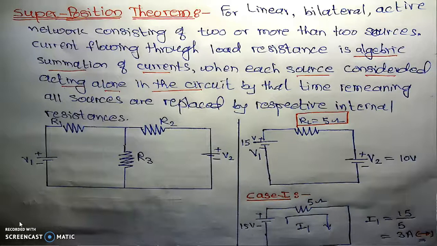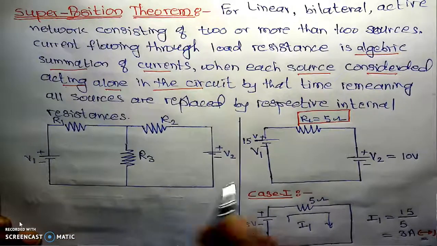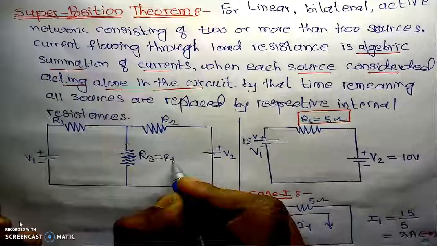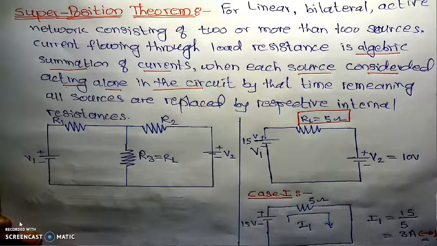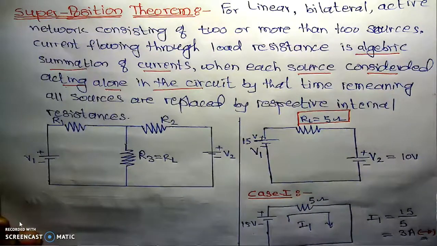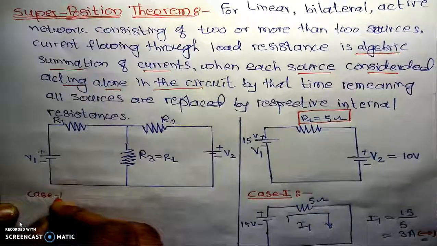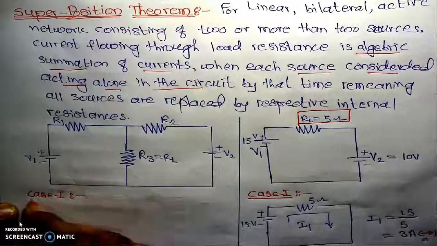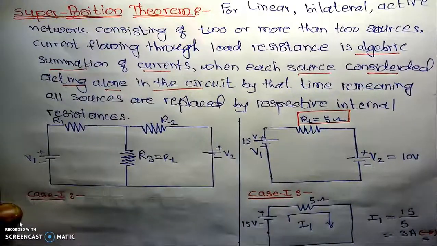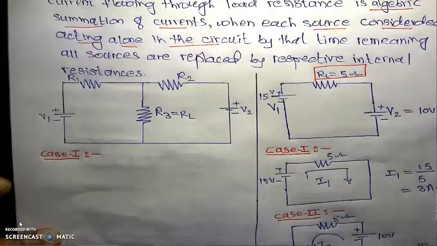Now here in this given figure, we have two sources, source V1 and source V2. In this case, we will assume R3 as RL, meaning in this resistance RL we are planning to calculate the current, and we will see the general explanation for this superposition principle. Considering case number 1, we consider the first source, which is V1, and V2 is replaced by its internal resistance. Then its figure will be something like this.